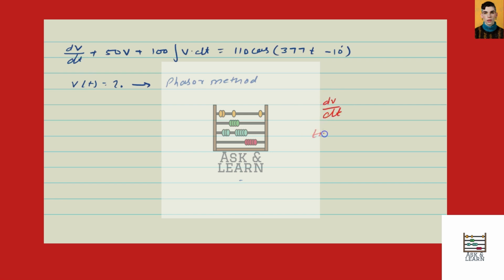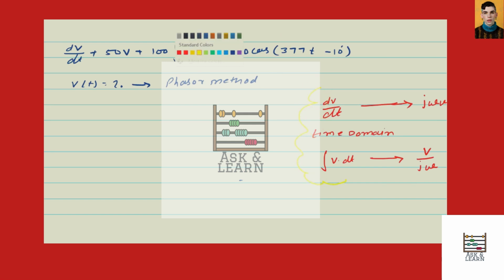So for converting dV/dt, which is the time domain approach, when we convert it into the frequency domain, it is simply written as jω times V, the function of voltage. And for converting the integral ∫V dt, it should be V/(jω). Now convert this equation.